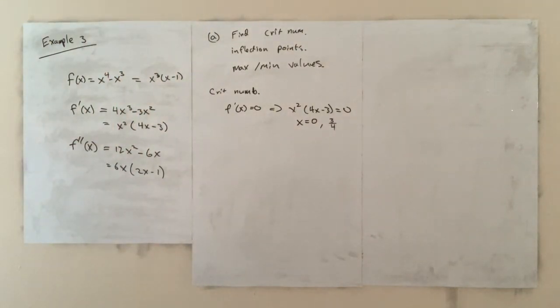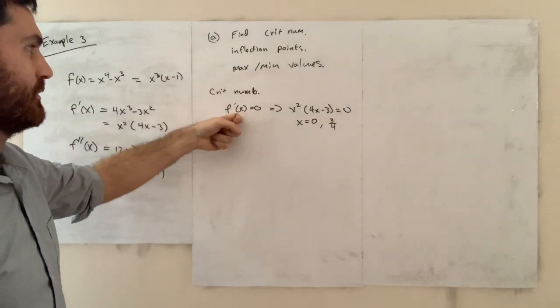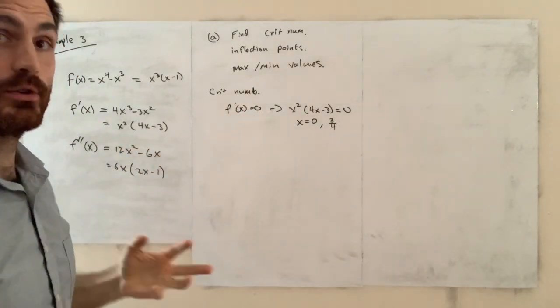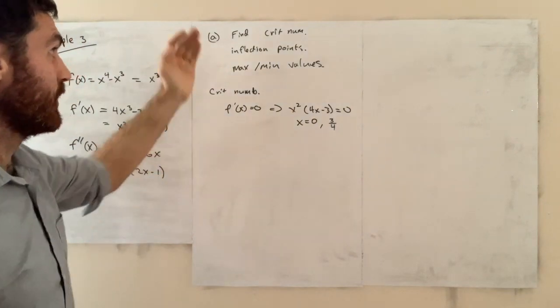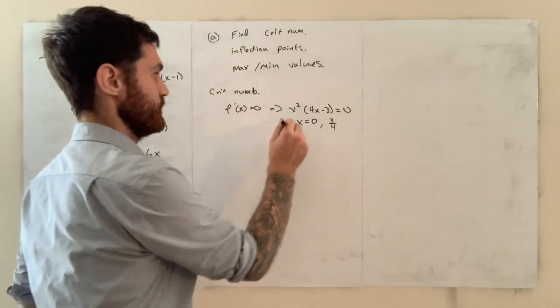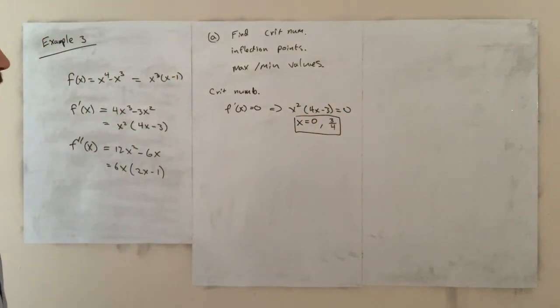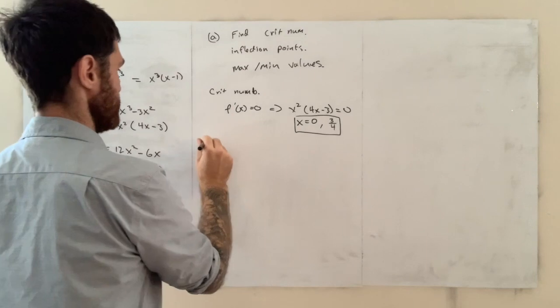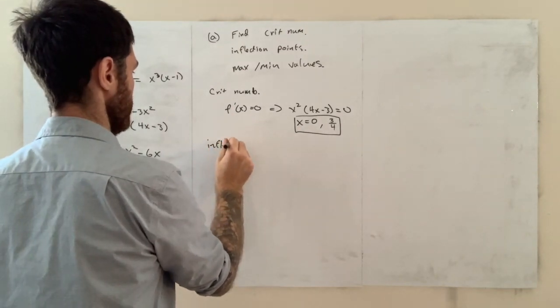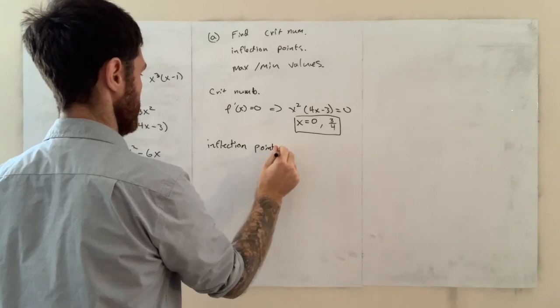Okay, so critical numbers are when your derivative is equal to 0, or when your derivative is undefined. But our derivative is defined everywhere, so we're not going to worry about that. So these are going to be the critical numbers. Okay, now let's find inflection points. We haven't done this yet in an example.